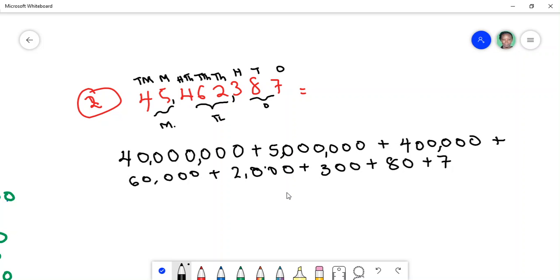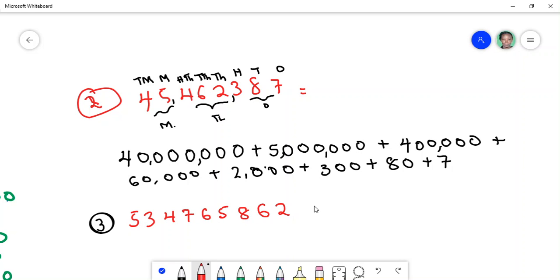This. If you are able to do this, then it always becomes easier to write the numbers in words. Let's take another example. Let's say example 3. For example 3, let's say we have 5, 3, 4, 7, 6, 5, 8, 6. Then we have what? 2.